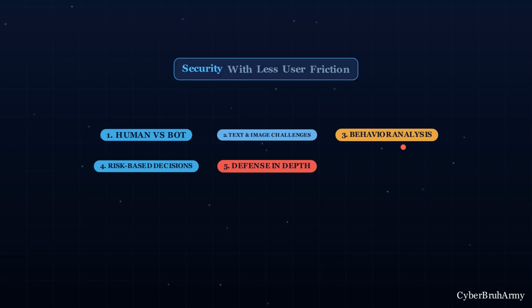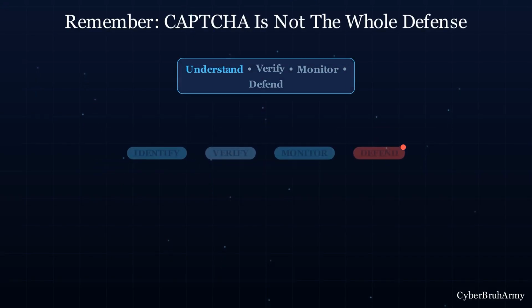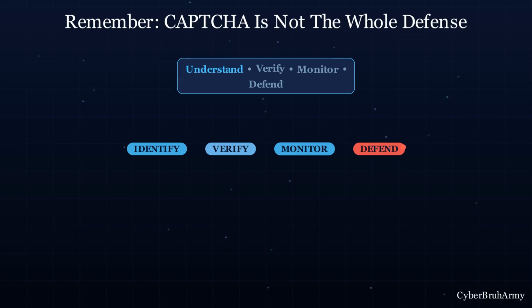The key idea is simple: make automated abuse harder while allowing legitimate users to continue with as little friction as possible. Understand the mechanism, understand its limitations, and combine it with layered security controls for stronger protection against automated abuse.